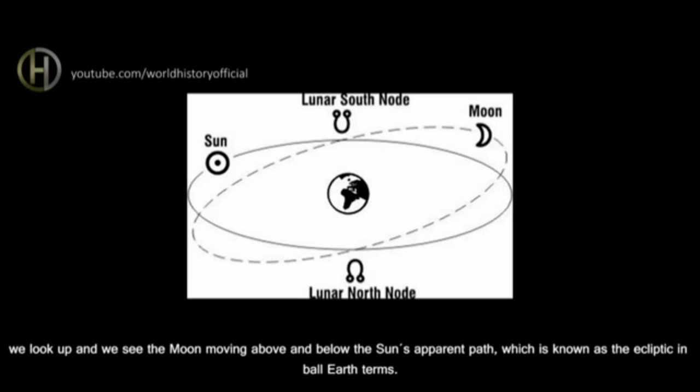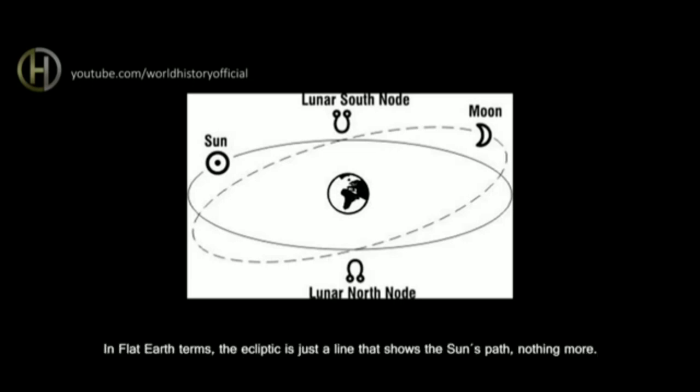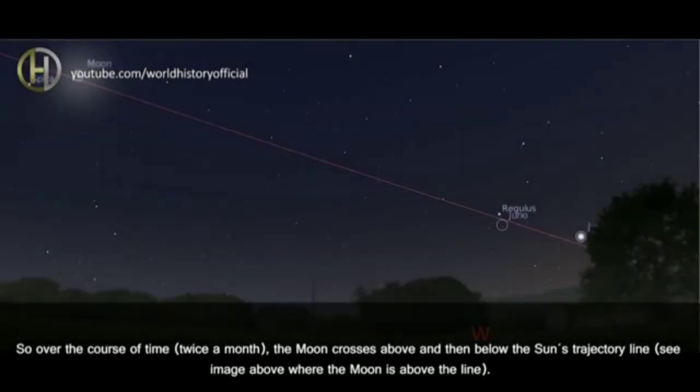We look up and we see the moon moving above and below the sun's apparent path, which is known as the ecliptic in ball Earth terms. In flat Earth terms, the ecliptic is just a line that shows the sun's path, nothing more. So over the course of time, twice a month, the moon crosses above and then below the sun's trajectory line. See image above where the moon is above the line.